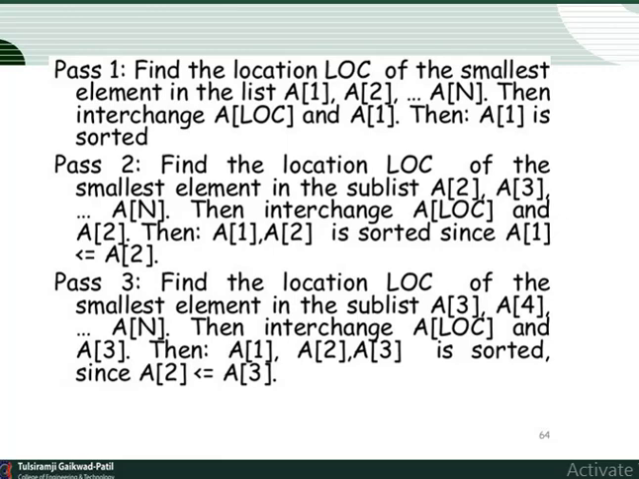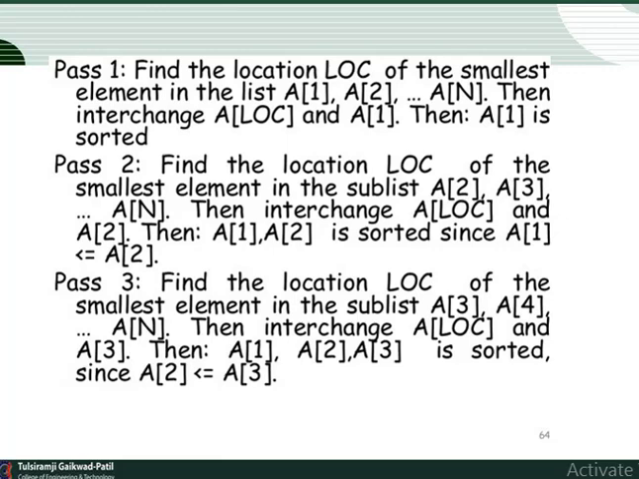In the first pass, I am now explaining it with the help of these lines. Find the location of the smallest element in the list, A1, A2, A3 up to AN, then interchange that location with A1. Then A1 becomes sorted, because A1 will be the very first position in your sorted list.